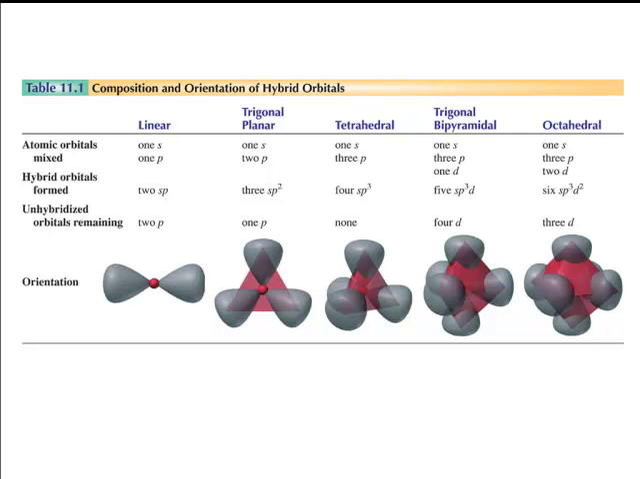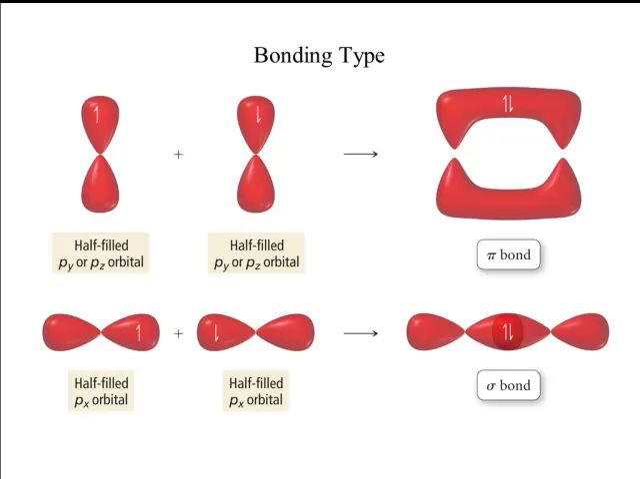Okay, and all we're doing is taking these atomic orbitals, putting them together to get these hybrid orbitals so we can get enough unpaired electrons to get the appropriate number of bonds that we need. All right, now in terms of bonds, we have to deal with bonding types.